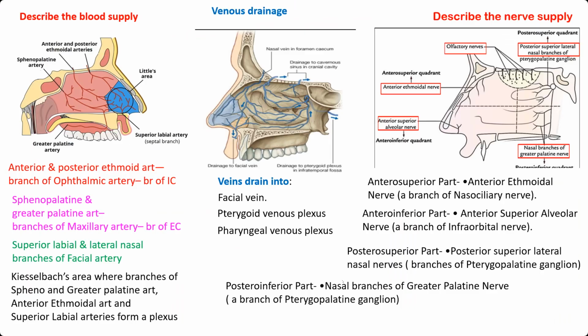Both the posterior superior and inferior parts are supplied by branches of the pterygopalatine, whereas the anterior parts are mainly supplied by the infraorbital and nasociliary. So even if you don't remember the branches like anterior ethmoidal or anterior superior alveolar, even if you say in the exam nasociliary, infraorbital and branches from pterygopalatine, these three nerves, that's good enough. So you can say that these are the nerves which are supplying, and these are the ones required to block. And olfactory is mainly for the smell.